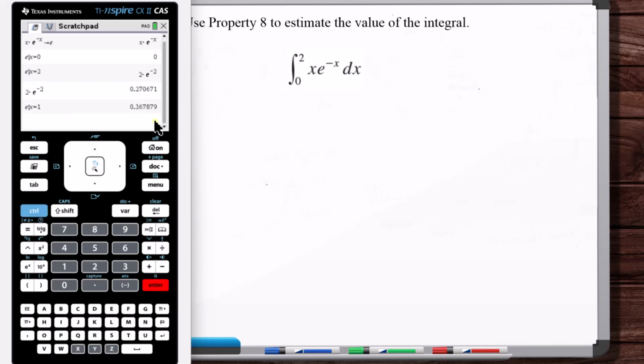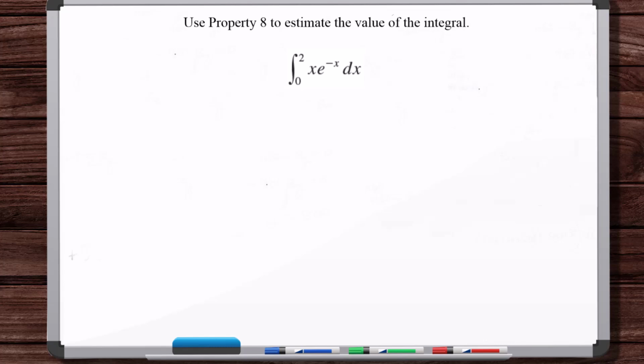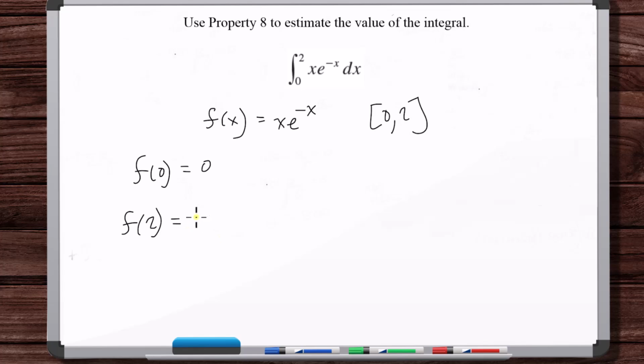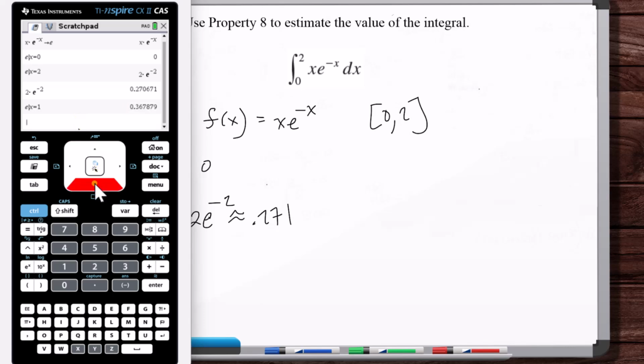I guess they want us to use the closed interval method to get the absolute max and min, to get lowercase m and uppercase M. So we've got the function f of x equals x e to the minus x over the closed interval from 0 to 2. So f of 0 is equal to 0, and f of 2 is equal to 2e to the minus 2, which is about 0.271. Okay, so that's the endpoints.